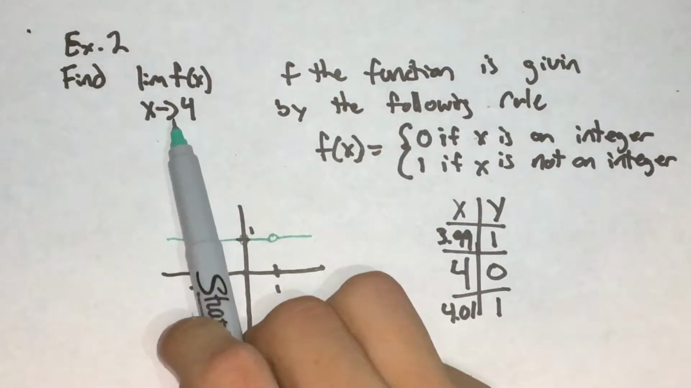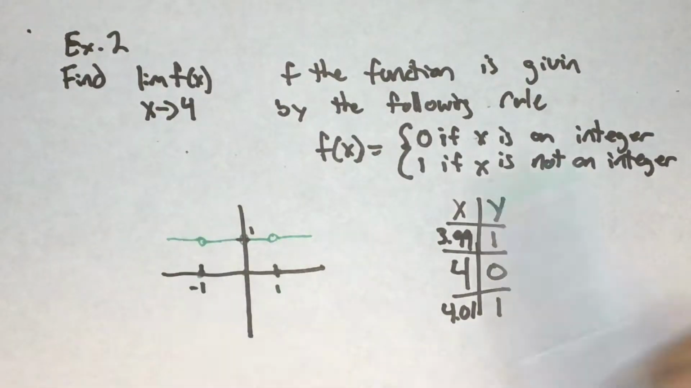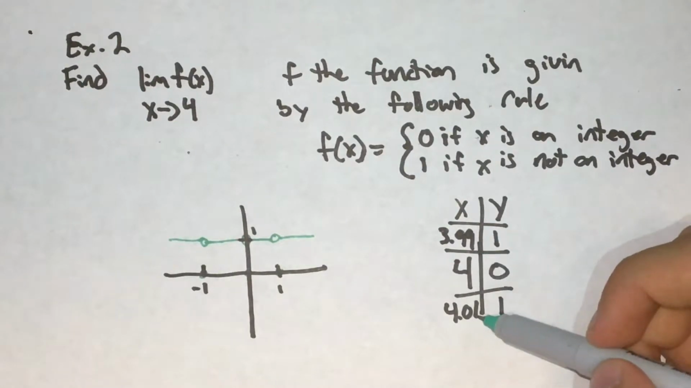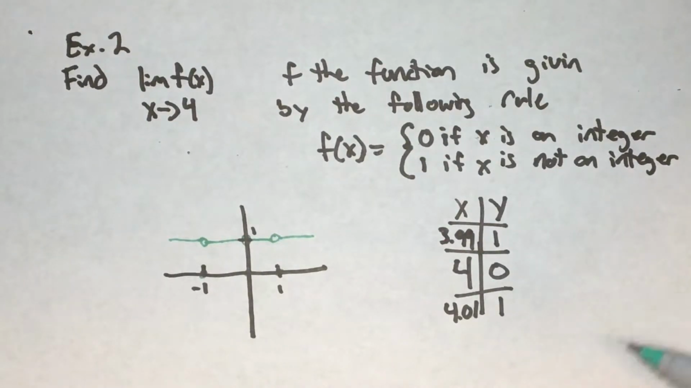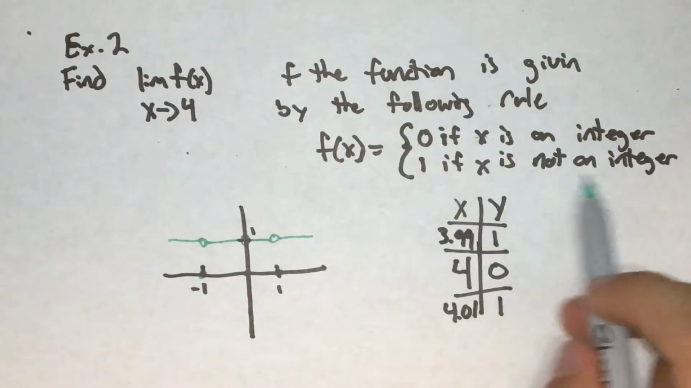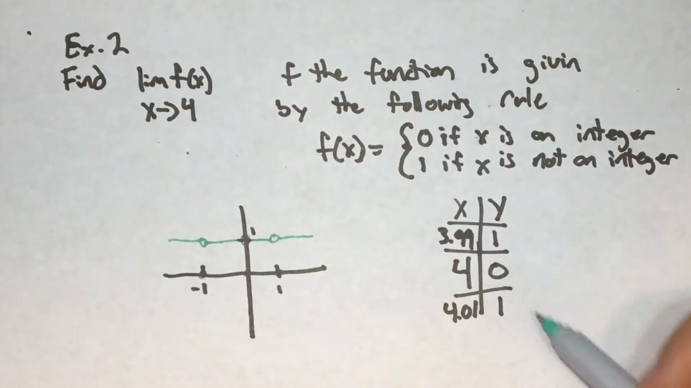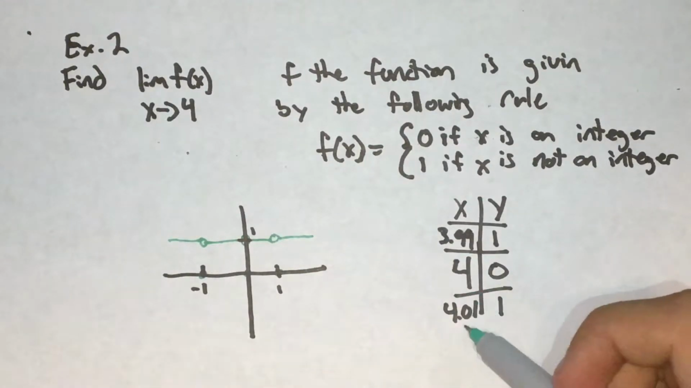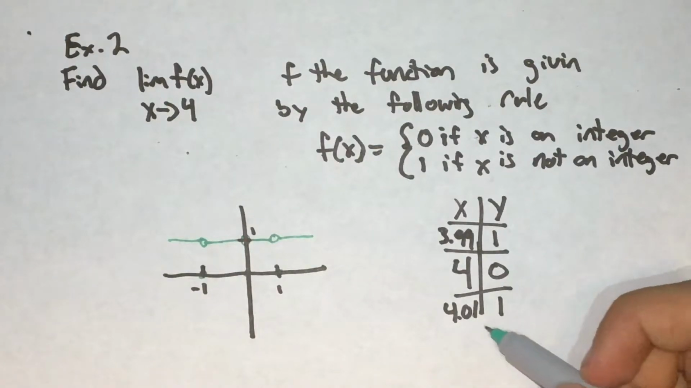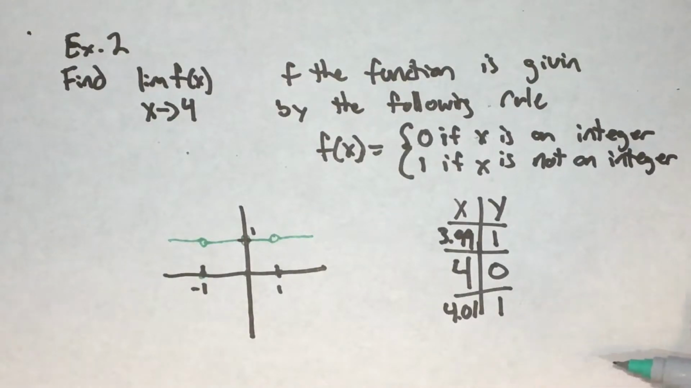So we need to find the limit as x approaches 4, our constant, for f of x. With limits, you want to look right before and right after our constant, which is 4. So we're looking at 3.99. 3.99 is not an integer, therefore the answer is 1, which is why we have 1 here. And right after our constant 4, we have 4.01. That is also not an integer, so we have 1 as our answer.